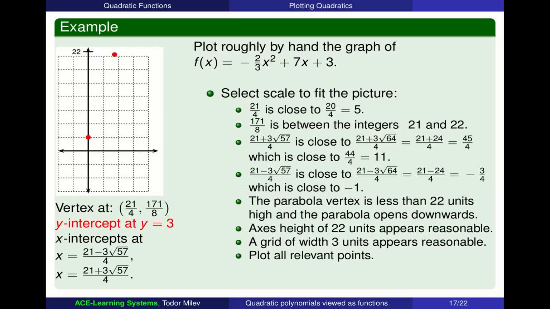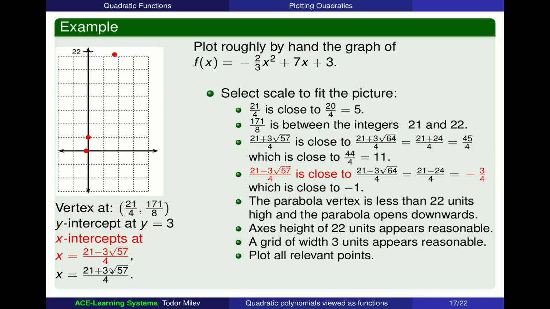So let's plot all the relevant points. The y-intercept was at y equal to 3, so that's going to be exactly 1 unit on the grid. And now the x-coordinate, so this was one of the x-intercepts. The x-coordinate of one of the intercepts was -3/4, which we said was about -1 unit. So if this distance here is 3 units, then you have to go approximately 1/3 of that distance and a little bit to the right. So somewhere there, where marked.